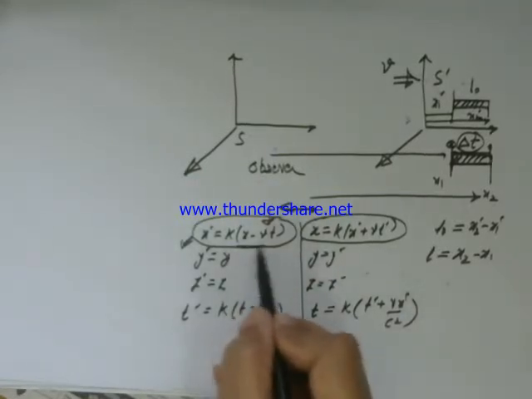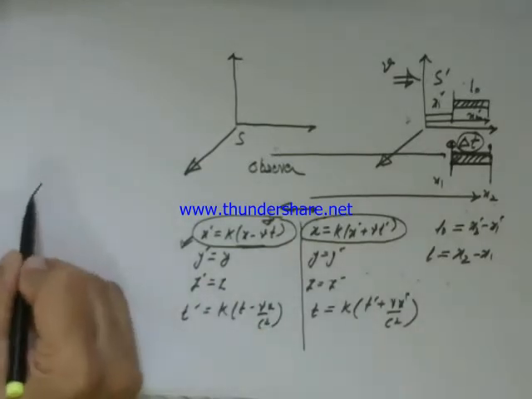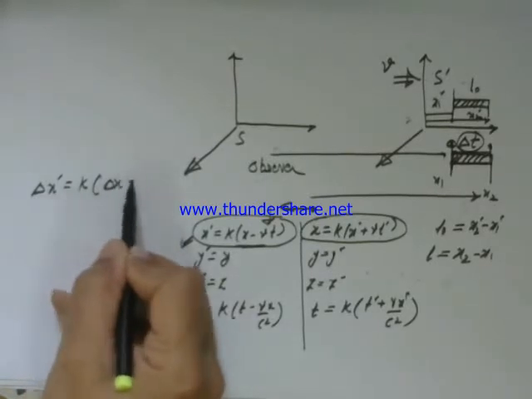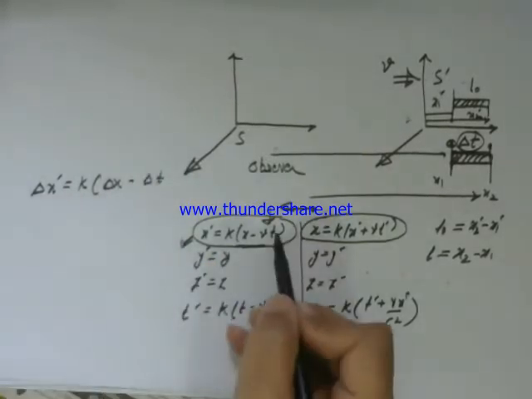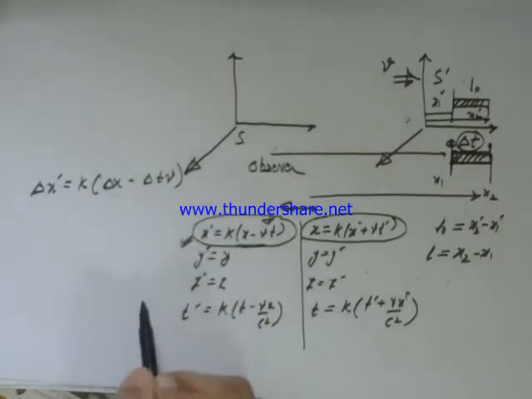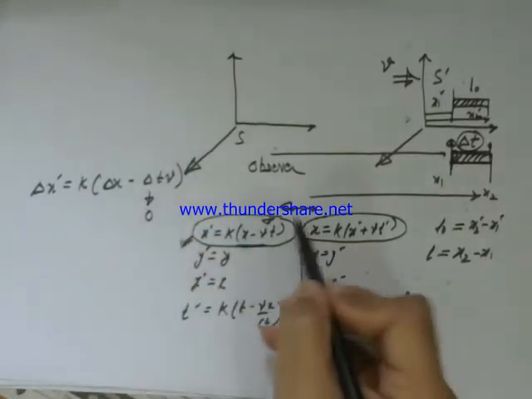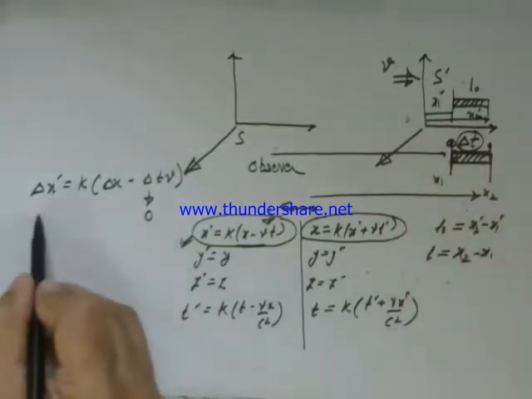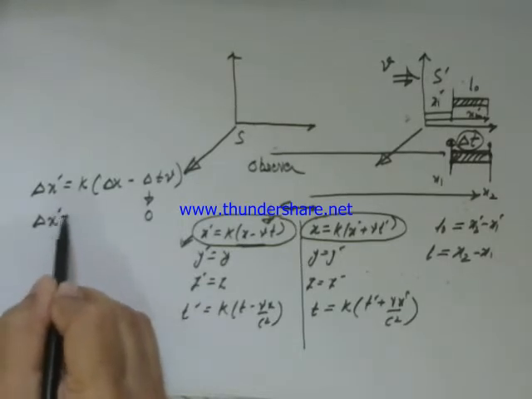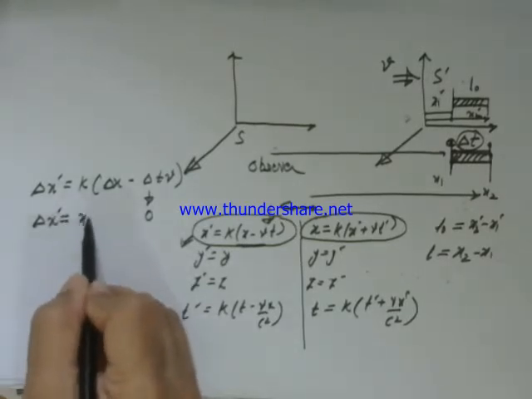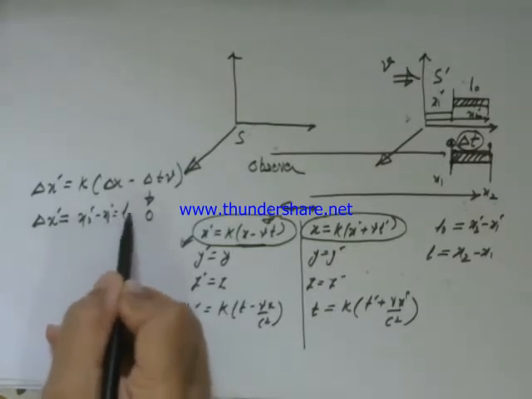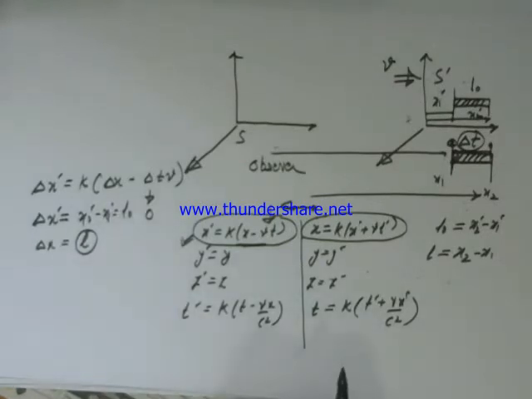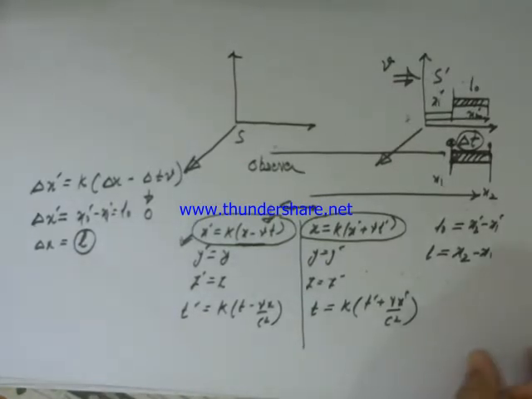Now use this relationship and we write it as delta x dash is equal to k times delta x minus delta t into v. Now this we have taken as 0 because the observer is looking at both the ends at the same point of time, and delta x dash is x2 dash minus x1 dash, which is L0, and delta x is the length which the observer is measuring in the fixed frame.